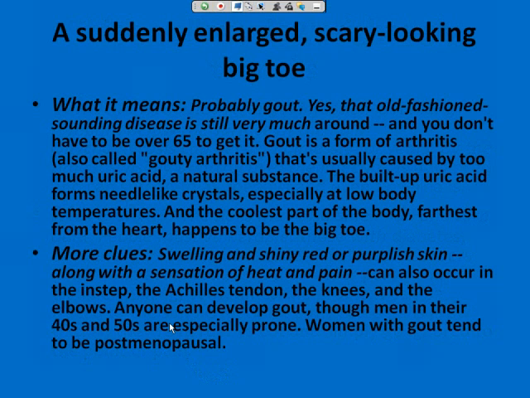Suddenly, an enlarged, scary-looking big toe. This is probably gout. And it doesn't mean that you have to be over 65 to get it. Gout is a form of arthritis, also called gouty arthritis, that usually is caused by too much uric acid, a natural substance. The buildup of uric acid forms needle-like crystals, especially at low body temperatures. And the coolest part of the body, furthest from the heart, happens to be the big toe.